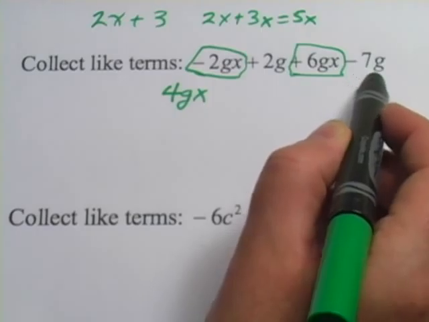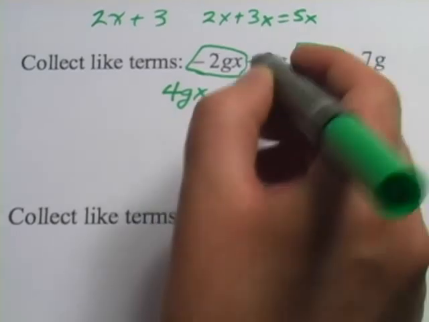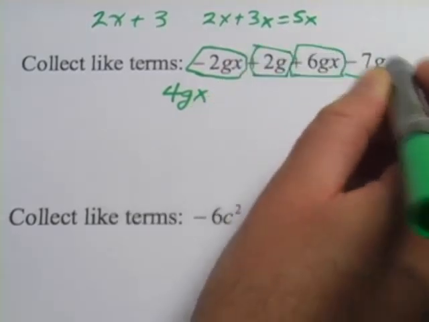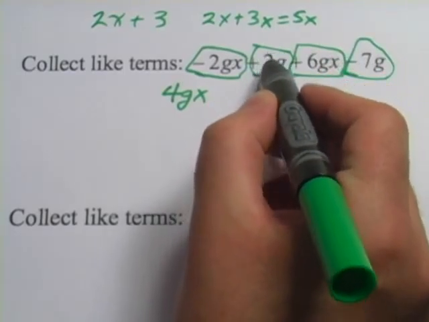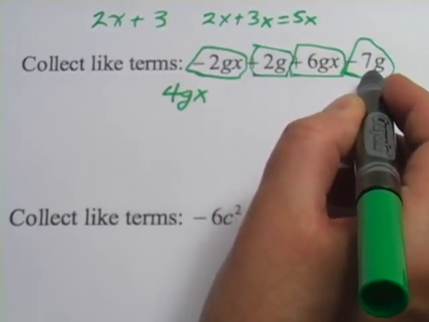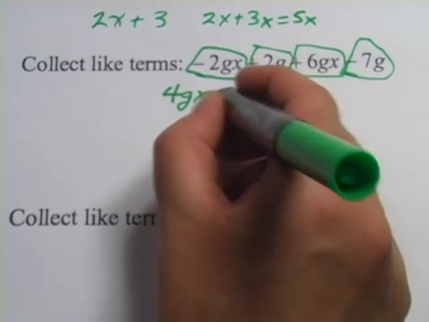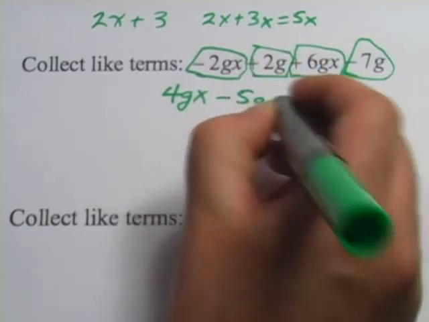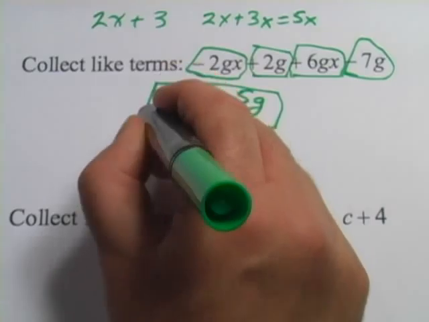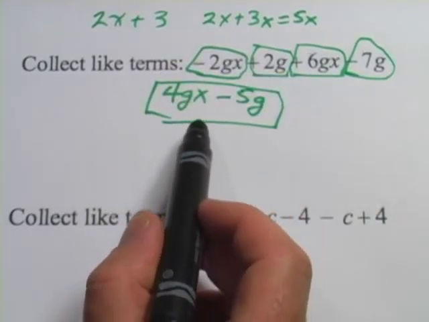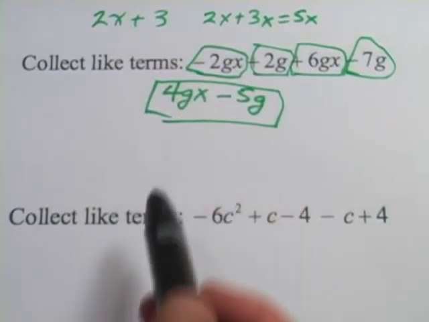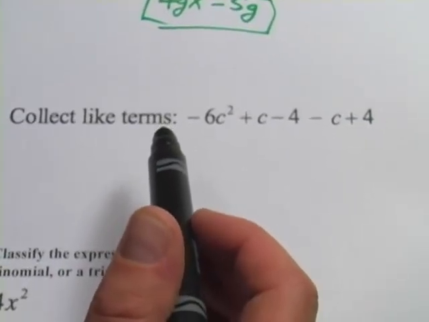Now I look at the next term here, this 2g. This term is also just a g, a -7g, so those are like terms. And a 2 and a -7, if you added those together, you would get a -5g. So that is the answer for that one once we've collected the like terms. Let's try another one of those.